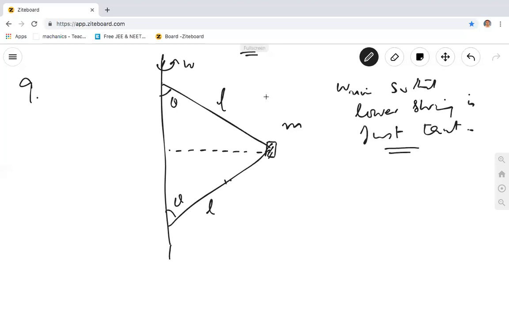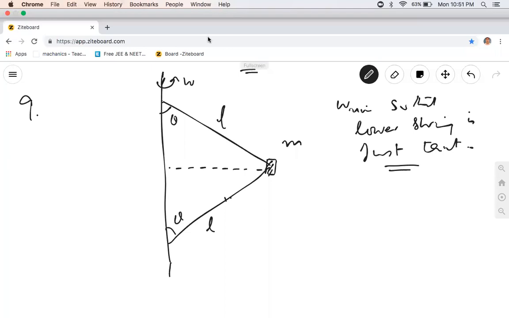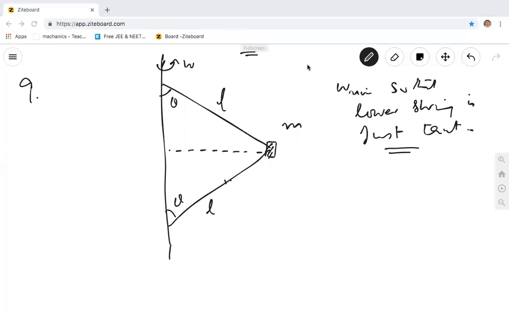Don't make noise. Boys, don't make noise. Okay. Don't make noise, and please switch off your audios.